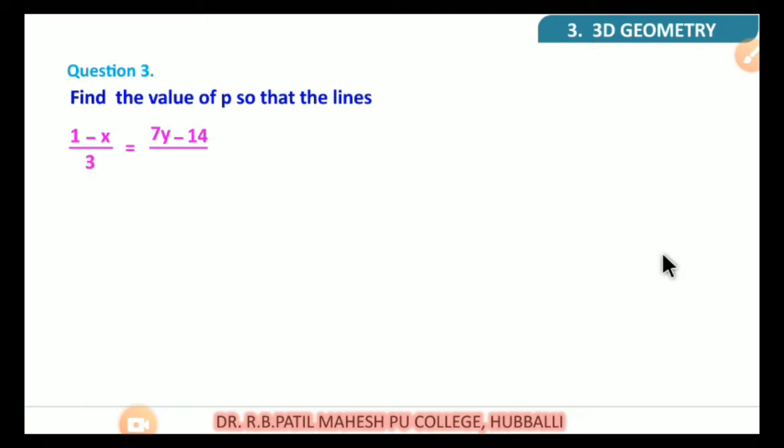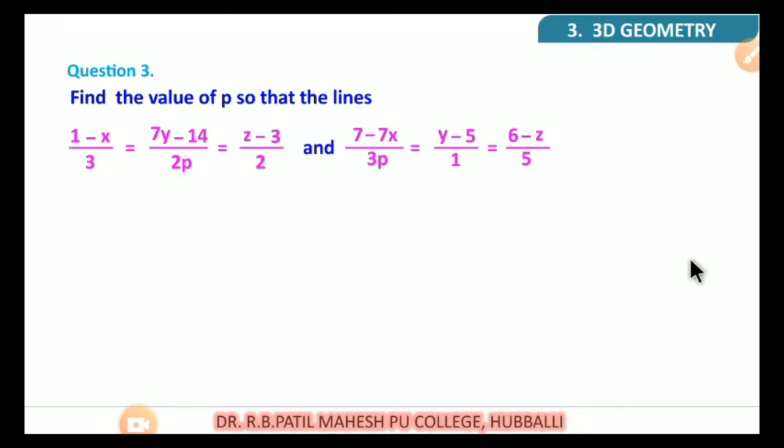Similarly, we go for the next example. Find the value of p so that the lines (1 - x)/3 = (7y - 14)/2p = (z - 3)/2, and (7 - 7x)/3p = (y - 5)/1 = (6 - z)/5 are at right angles.